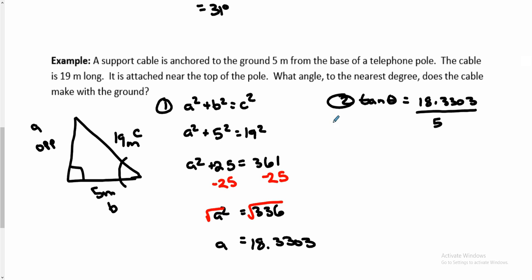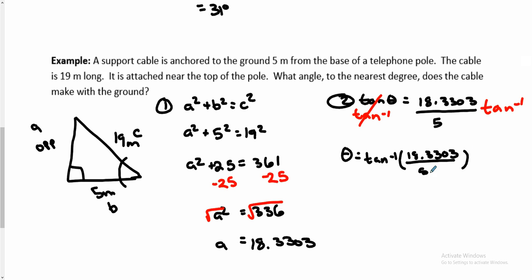We take the inverse of both sides, which leaves us with theta is equal to tan inverse of 18.3303 all over 5. We plug that into the calculator and we should get 75 degrees. Next, we will learn about the tangent ratio and how to use it to find lengths, not just degree angles.